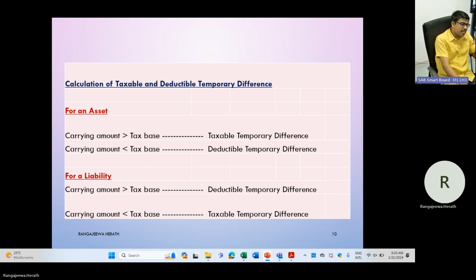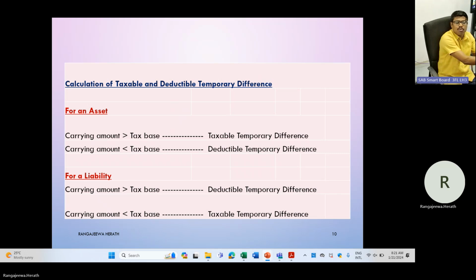So the carrying value of the 10 million asset after 1 year: 10 million, annual depreciation 2 million, 8 million. But the tax base, tax purpose, you depreciate 50%. So 10 million, 50% means 5 million. So you have a carrying value of the machinery 8 million, tax base is 5 million. Now carrying amount 8 million, tax base 5 million, carrying amount greater than tax base. So we recognize it as a taxable temporary difference. So that taxable temporary difference multiplied by the tax rate, you get the deferred tax liability.